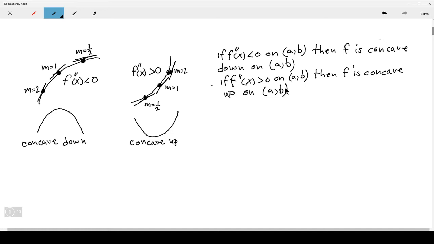Now, there's got to be a place where a function changes from concave up to concave down or concave down to concave up. So let's say I have a function that looks like this. There's some place right in here where the function changes. It's concave down up to that point, and then after that point, it's concave up. This point right here is called an inflection point. Not infection, inflection.